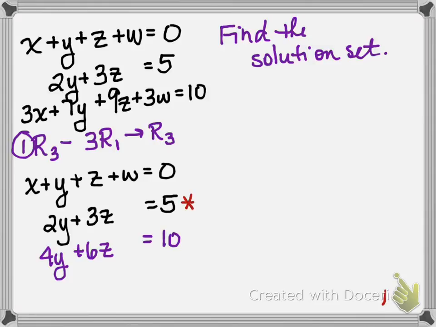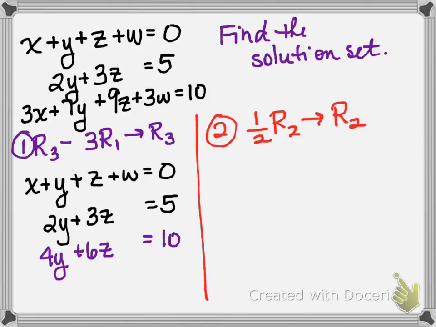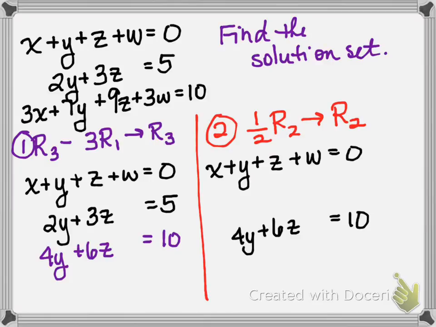So I look at this equation, and I want a leading 1 on that y term. And so what I do is I replace row 2 with 1/2 row 2. Replacing row 2 with 1/2 row 2, rows 1 and 3 stay the same.